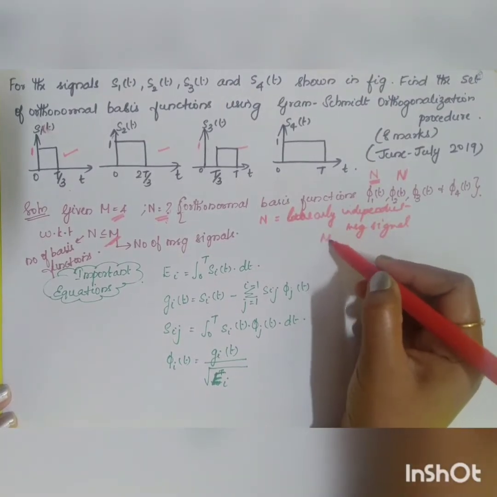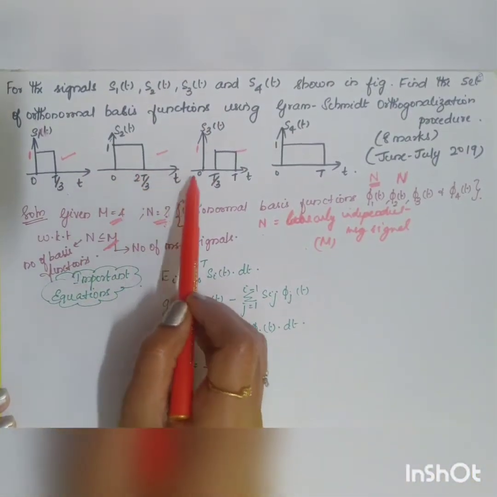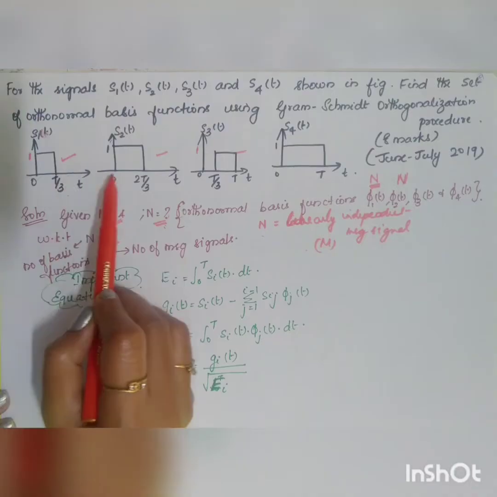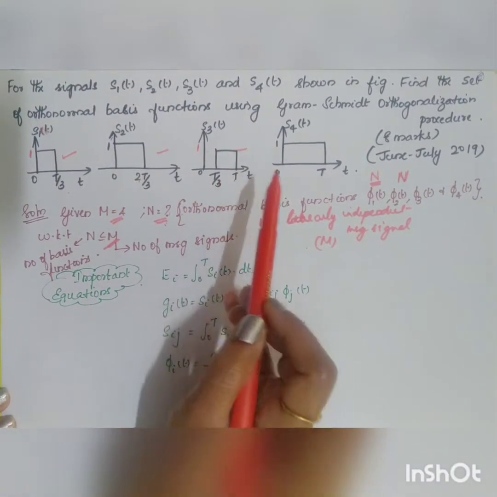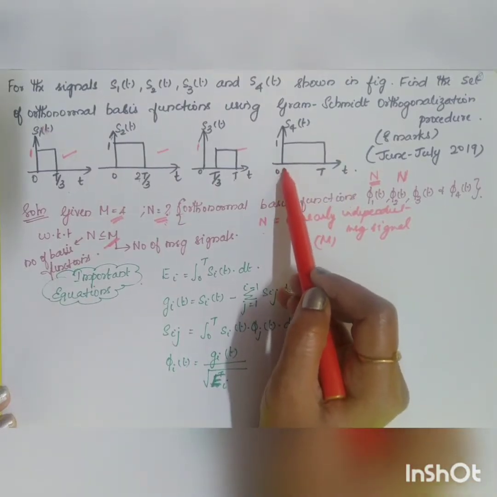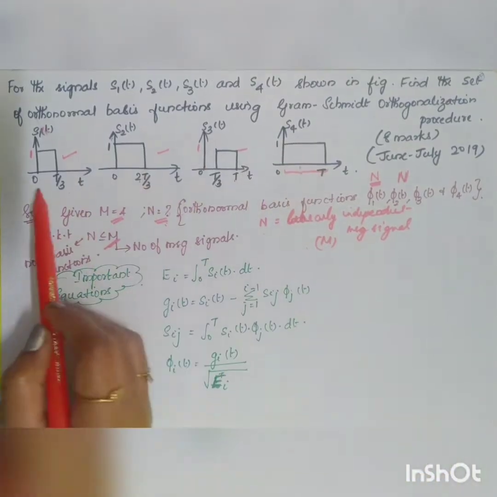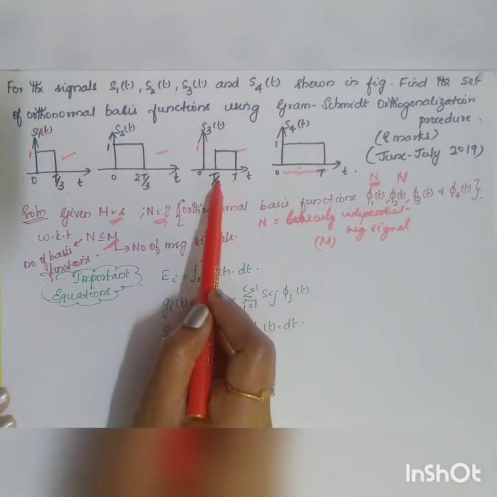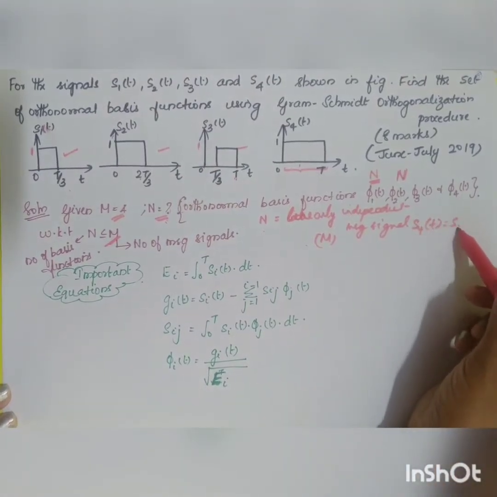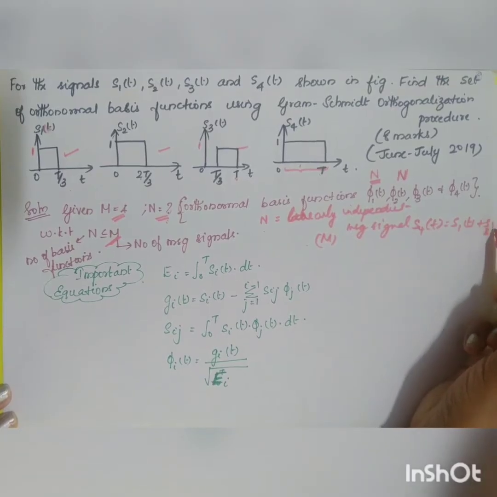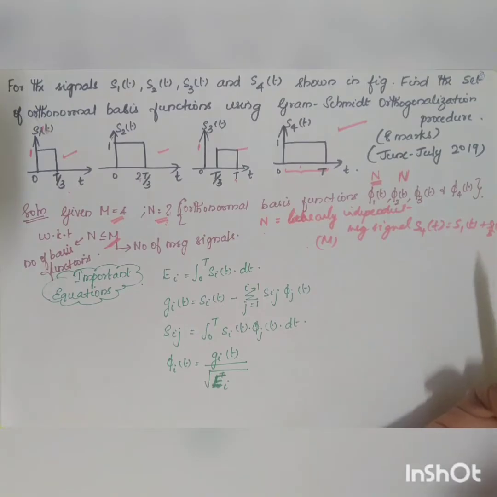So from the question, this is M. You have to see how many linearly independent message signals there are. Here it is 0 to T by 3, here it is 0 to 2T by 3, and here it is T by 3 to T. See, here your S4 of t is from 0 to T. Can I write S4 of t as a combination of the signal from 0 to T by 3 and from T by 3 to T? So can I write S4 of t is equal to S1 of t plus S3 of t? So I can tell that S4 of t is a linearly dependent signal.